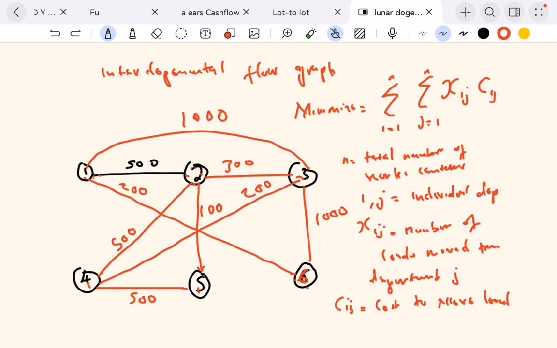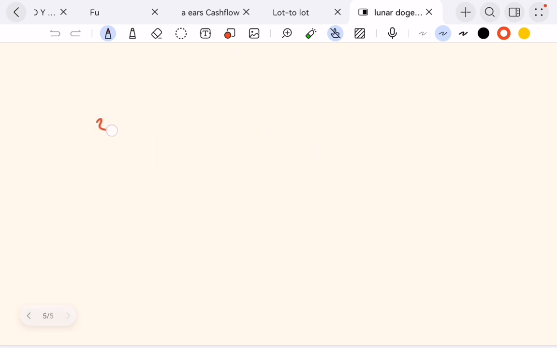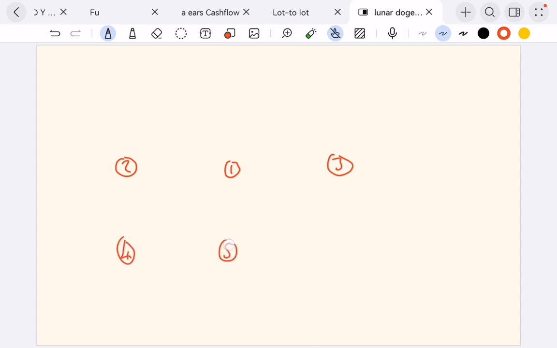So in other words, what I'm saying is that we can start with 2 here, then we have 1, then 3, then 4, 5, then 6. Where it will be 2 to 1.